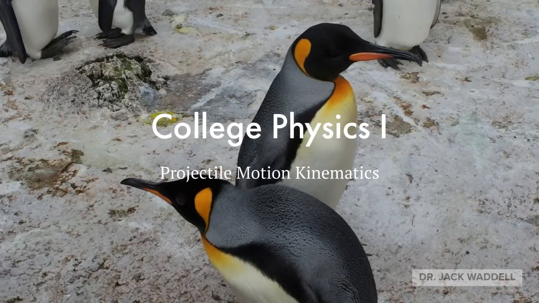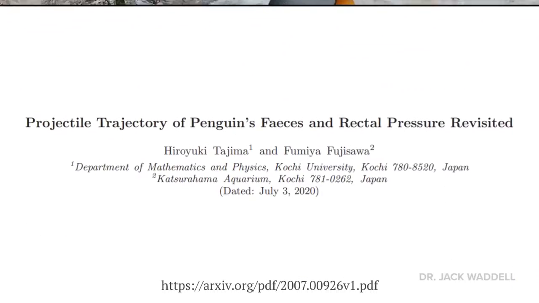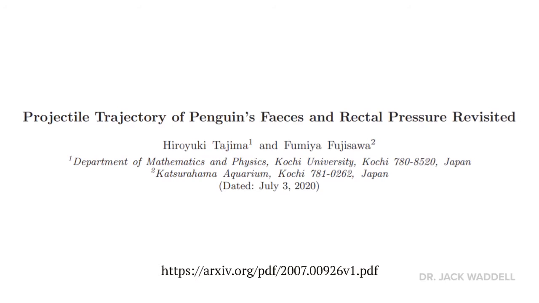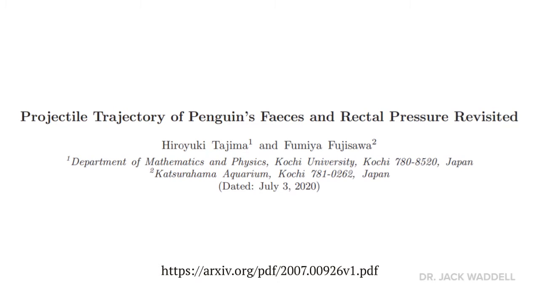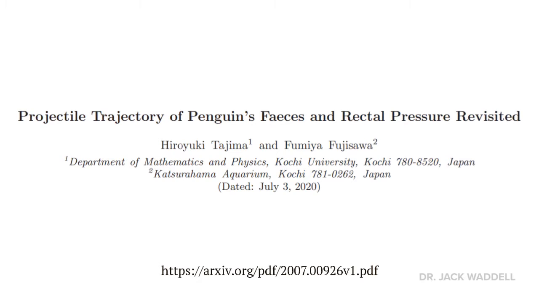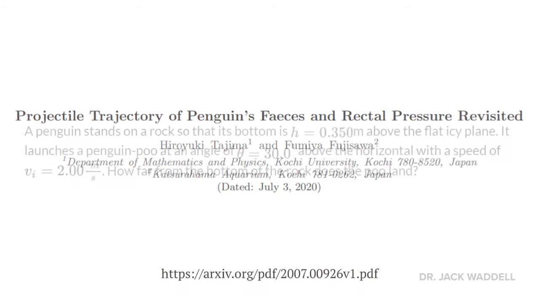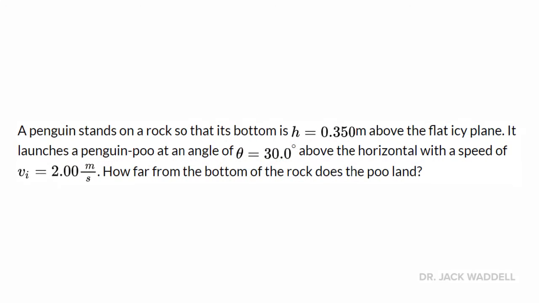This is another physics lesson, this time in 2 dimensions. This problem comes courtesy of a paper that you can find for free, and it's about a penguin standing on a rock, projecting its poop a certain distance. This is the version of the problem we're going to use.